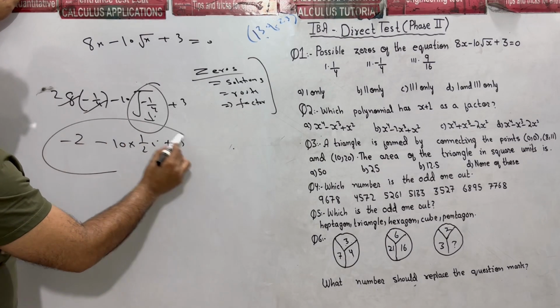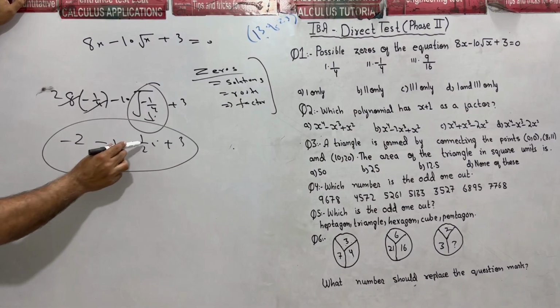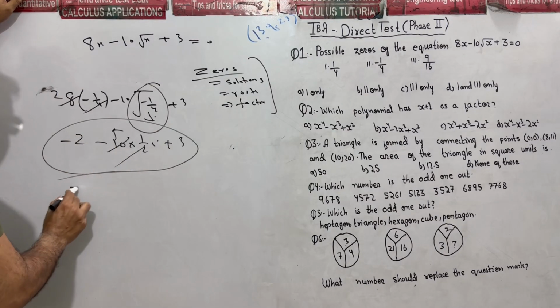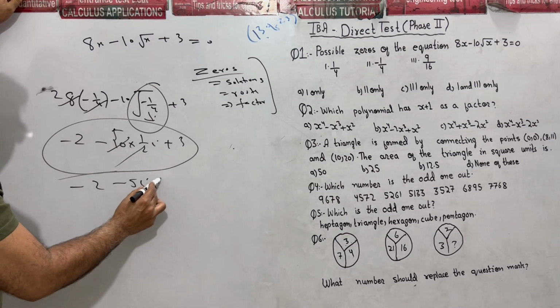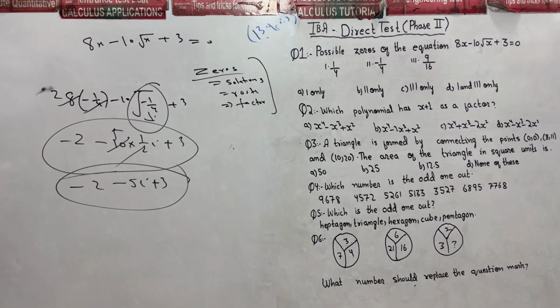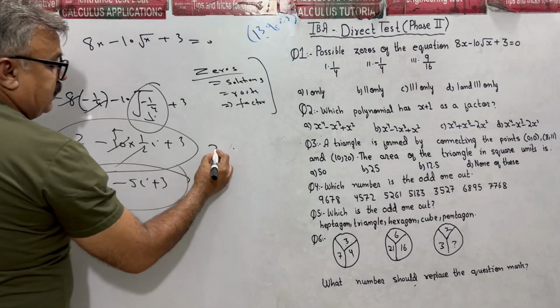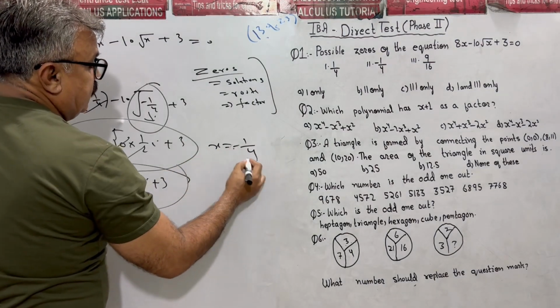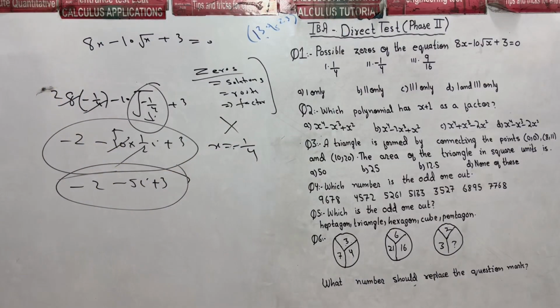Here 1 over 2 iota plus 3 cannot be cancelled out. That is minus 2 minus 5 iota plus 3. It doesn't lead to 0. So x equal to negative 1 upon 4 is not a root of this equation.